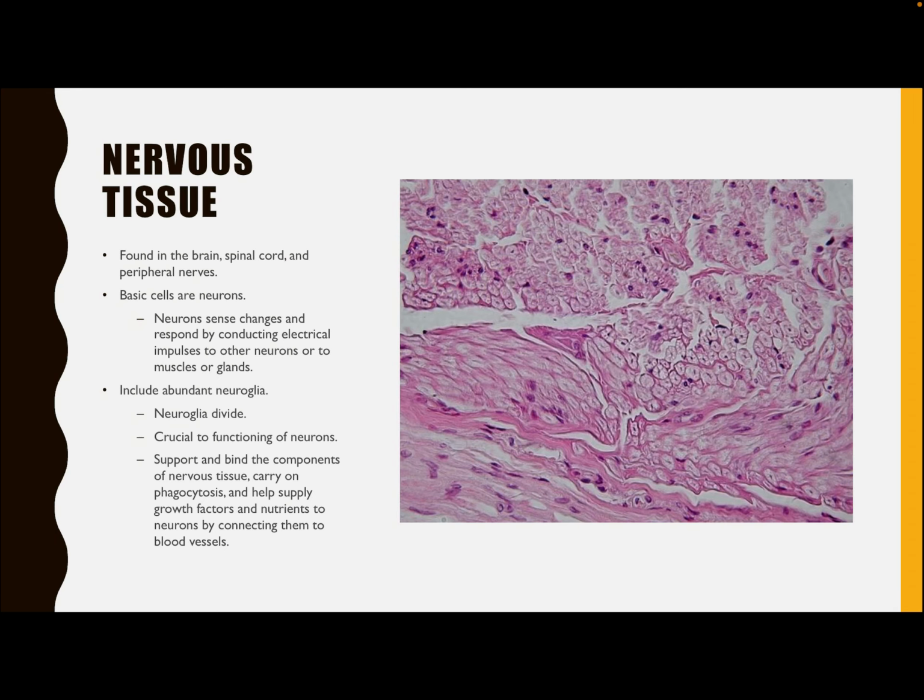Lastly, we have nervous tissue, which is found in the brain, spinal cord, and peripheral nerves. The basic cells of nervous tissue are neurons, which sense changes and respond by conducting electrical impulses to other neurons, muscles, or glands.